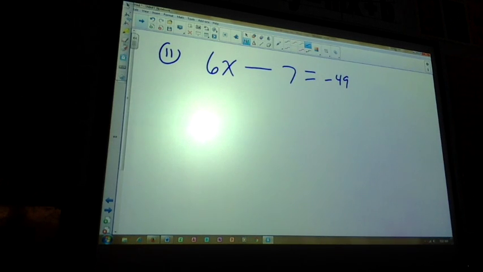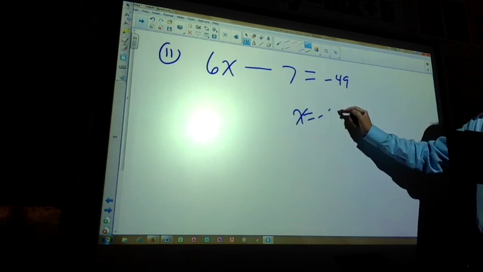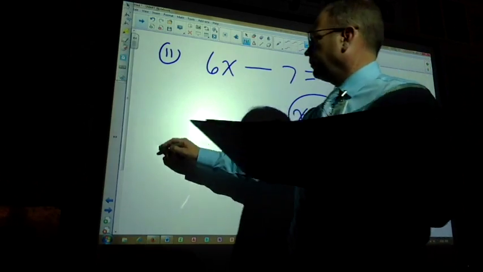I bet you'll be able to do that pretty quickly. Okay, add 7, so 6x equals -42, right? Yeah. And then divide by 6. 42 divided by 6 is? -7. -7. So this was worked out. You should get -7. Cool. Number 12.